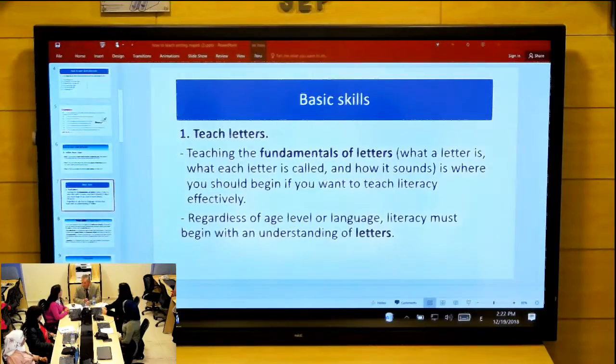We need to teach them the name, and the sound. Exactly. What it is called and how it sounds. And regardless of age level or language, literacy must begin with understanding letters. So letters are the first key, let's say, the first step to start with. So letter A, the name is A, but the sound is A.